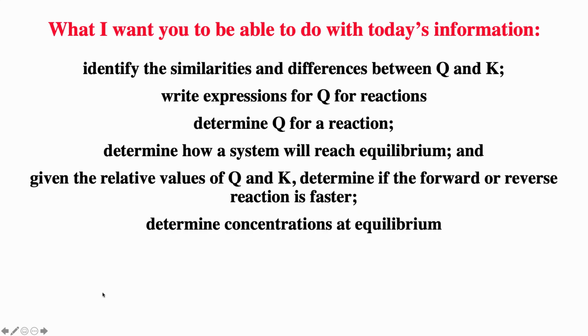So hopefully you can identify the similarities and differences between the reaction quotient and equilibrium constant. You should be able to write down the expressions for reaction quotients and equilibrium constants, and be able to determine the reaction quotient. You should be able to determine how a system will reach equilibrium, if it will form more products or more reactants, if the forward reaction will be faster, or the reverse reaction will be faster. You should also be able to determine concentrations at equilibrium.